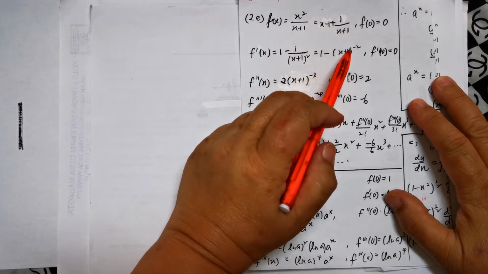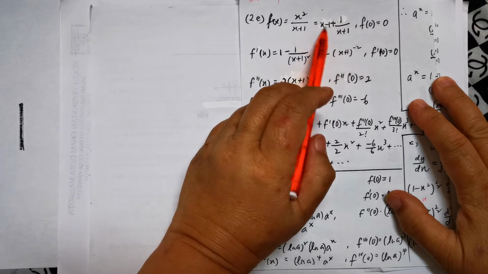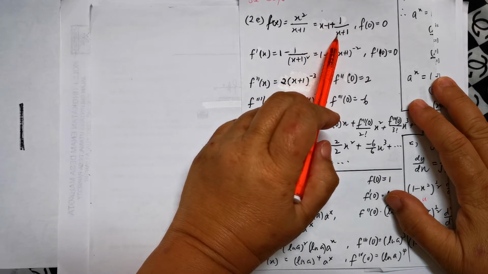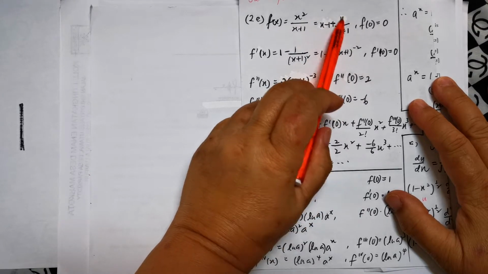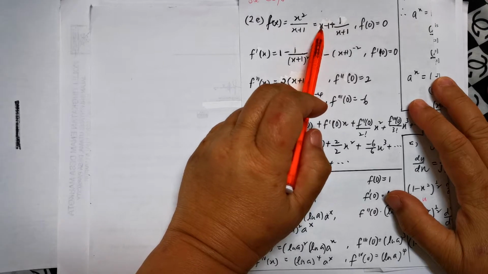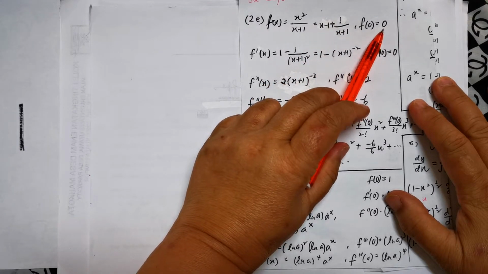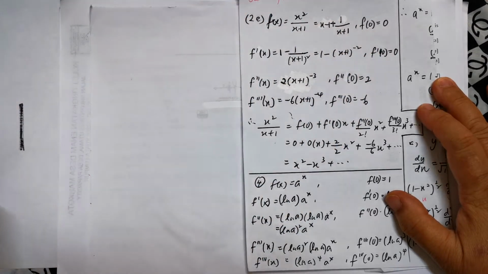This is the remainder. Okay, sub 0 in. So this is 1. Sub 0, negative 1. So negative 1 plus 1 is 0. So your first term is already 0. Okay?